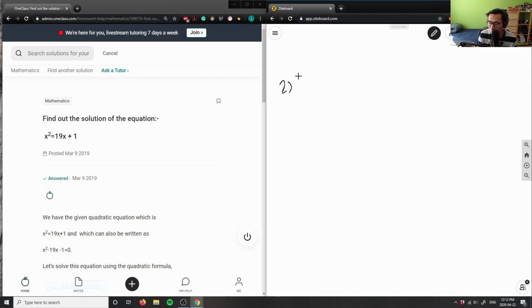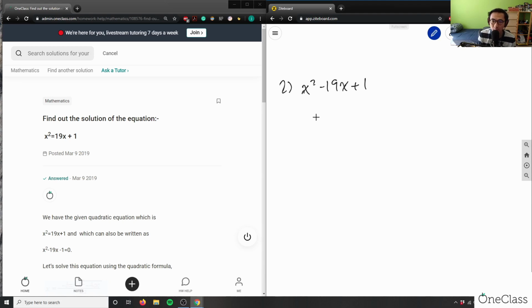But let's work with what we have first. So I have here x squared minus 19x plus 1, and we have to figure out what is the solution of this equation, right? So how would we find out the solution of this problem here? The first step, what we can do is find out if this is factorable, right? So let's figure out if this is factorable.